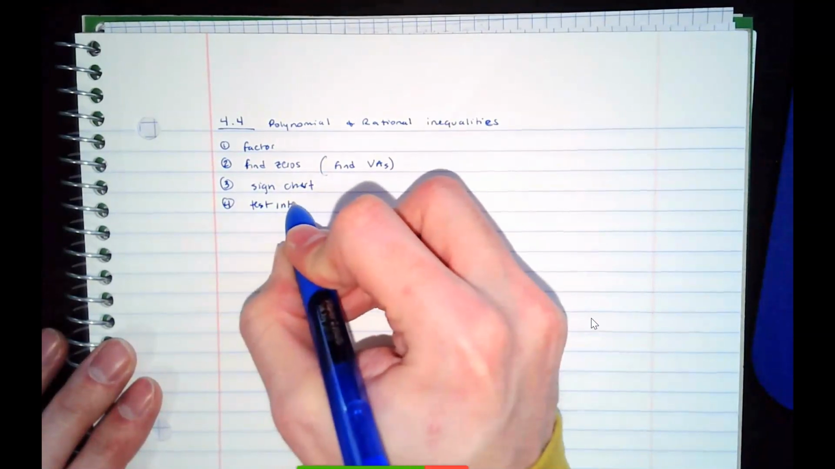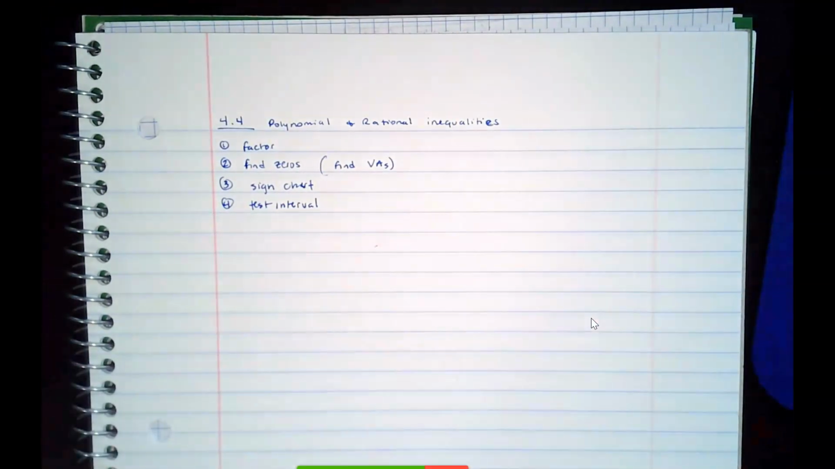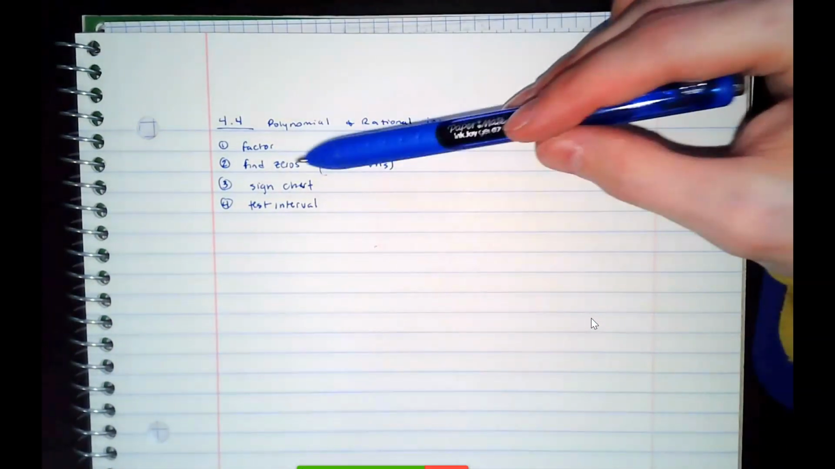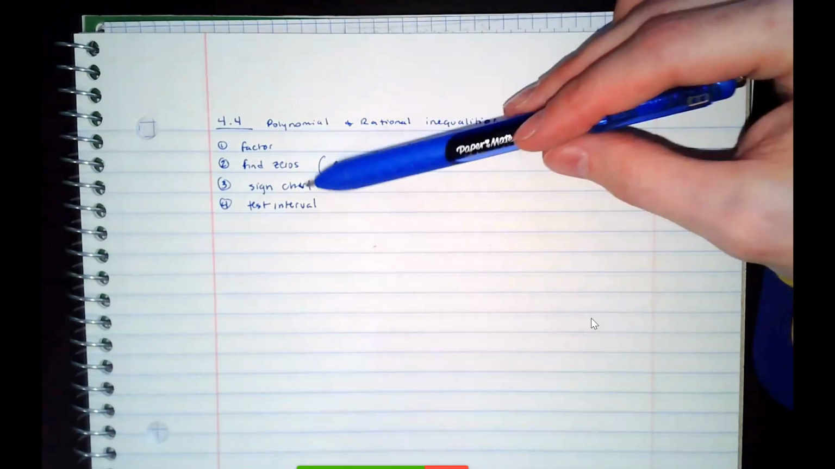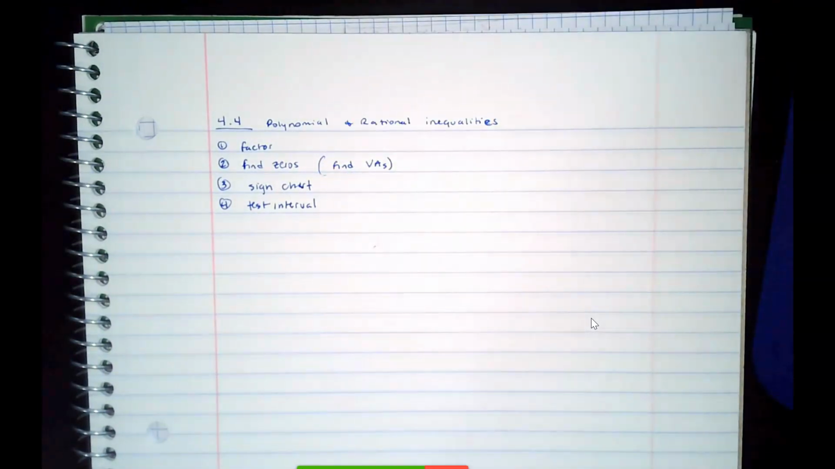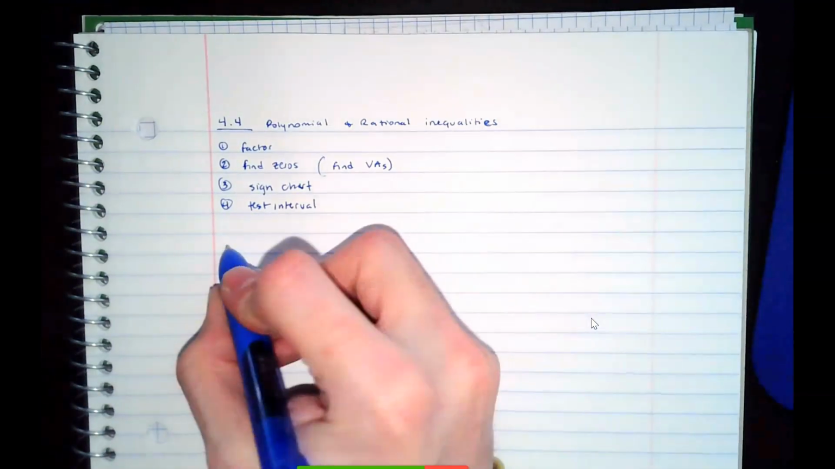So we did inequalities with quadratics. We put the x-intercepts on a number line. We tested positive and negative stuff, and that's what we're going to do here. We're just going to have, more times than not, more than 2 x-intercepts. So let's look at a couple examples.